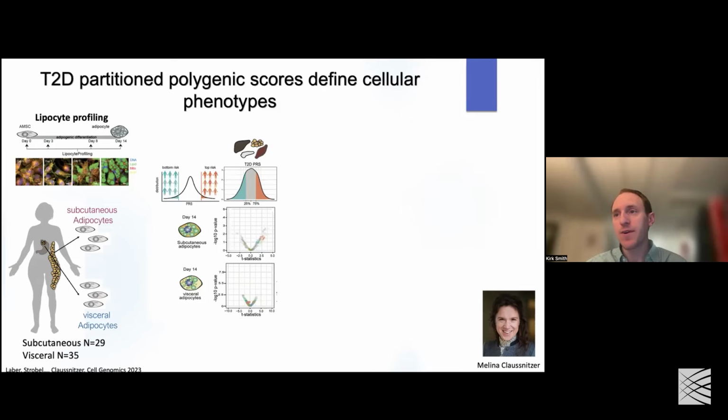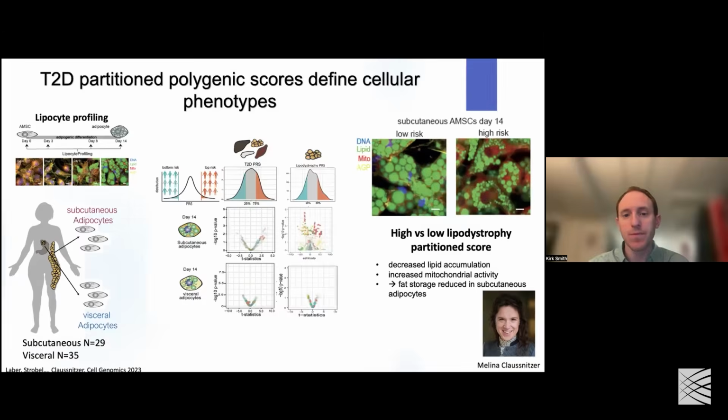Now, when they stratified by total T2D-PRS, there was really no difference in lipid accumulation or mitochondrial markers. However, once they stratified by high versus low lipodystrophy PPS, there was a huge signal in the subcutaneous day 14 adipocytes. This included differences in lipid droplet size and mitochondrial activity. So this analysis was really cool in that it demonstrated how these genetic clusters are actually capturing functional differences in cellular biology.